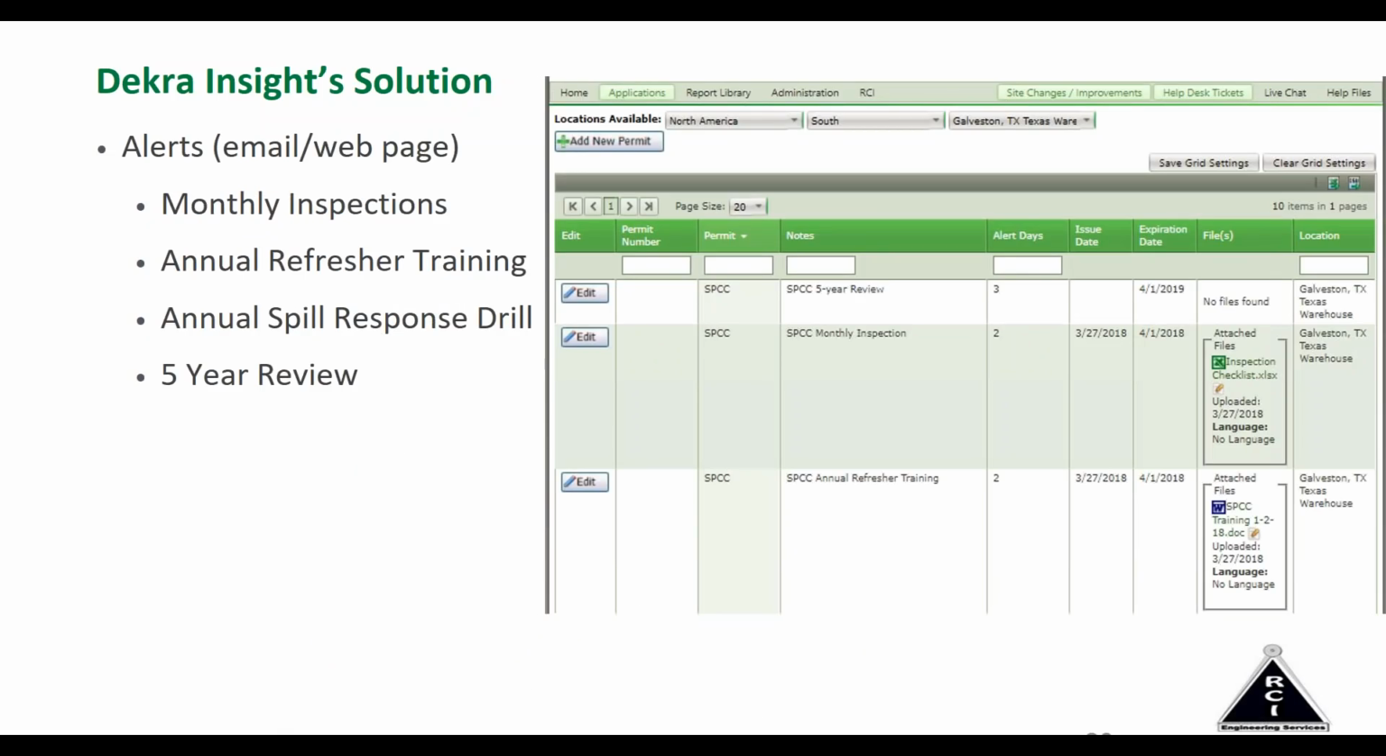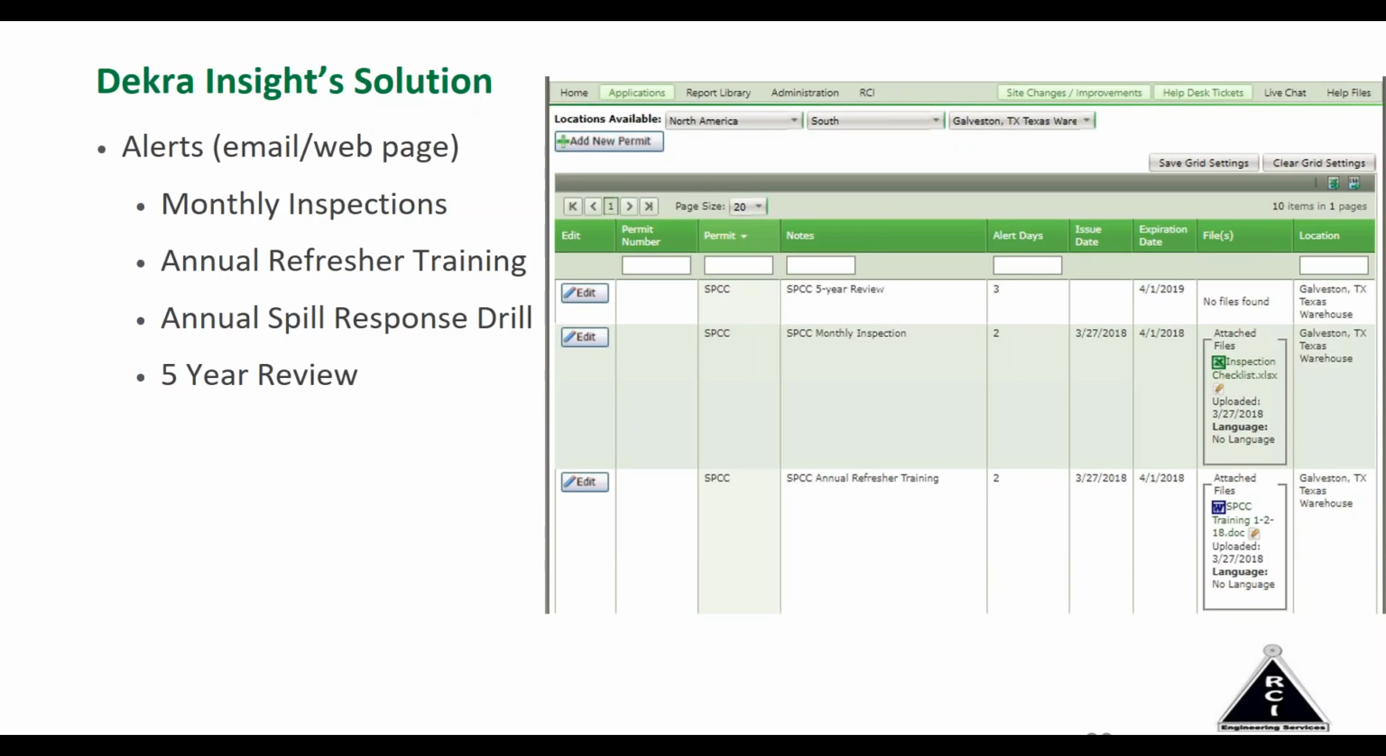Another way we try to make the client's life a little easier and help them stay compliant with these requirements is in DEKRA Insight's web apps, where we have an alert system that we can set up to email the client whenever it's time to do something. For example, for this particular account, we've got 3 alerts set up for this client. The first one is a 5-year review, just to remind them every 5 years we need to go through and review your plan and make sure it's up to date, and then actually log that review right in the plan.